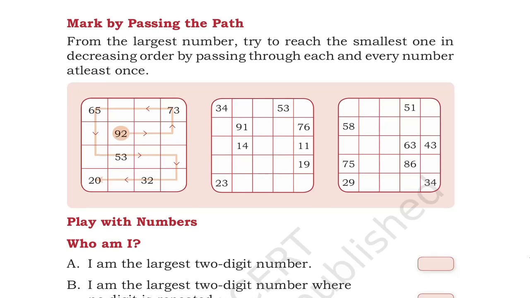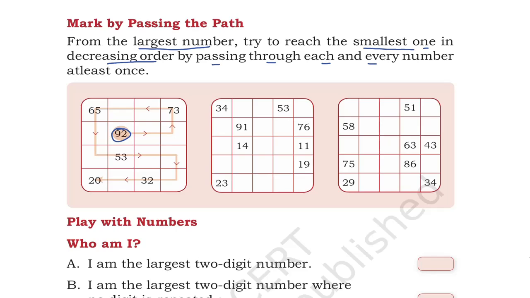Mark by passing the path. Interesting. From the largest number, try to reach the smallest one in decreasing order by passing through each and every number at least once. Sounds good. So first of all, what they've done is they have looked at which is the largest number, and with that, they started moving to the smallest one in the decreasing order, and this way, they have gone to every single number at least once.